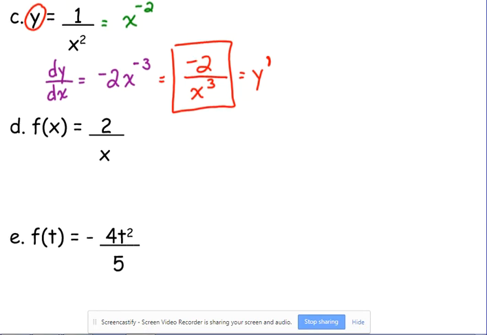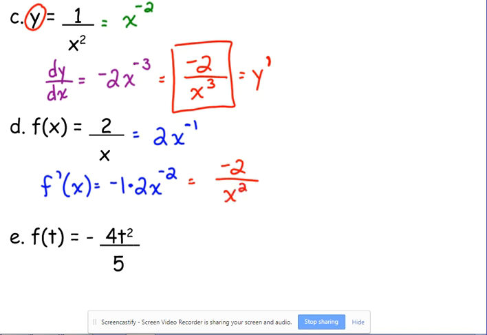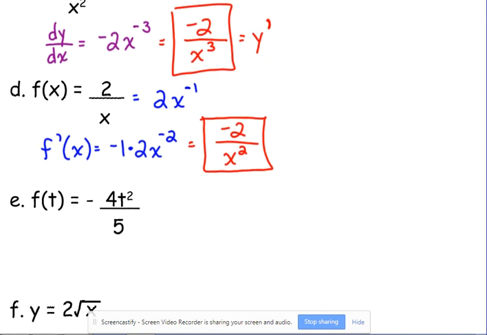Those are both acceptable notations if we start with y. D, similar, but we've got to be careful with this. It happens every year, somebody messes this up. The x moves, the 2 stays where it's at, only the x moves. Most people mess it up when the 2's in the denominator. The 2 does not move. Only the x moves. So f prime of x is -1 times 2 times x to the -2. So when we clean that up, that's -2 over x squared is f prime of x. So pretty straightforward and easy, right?